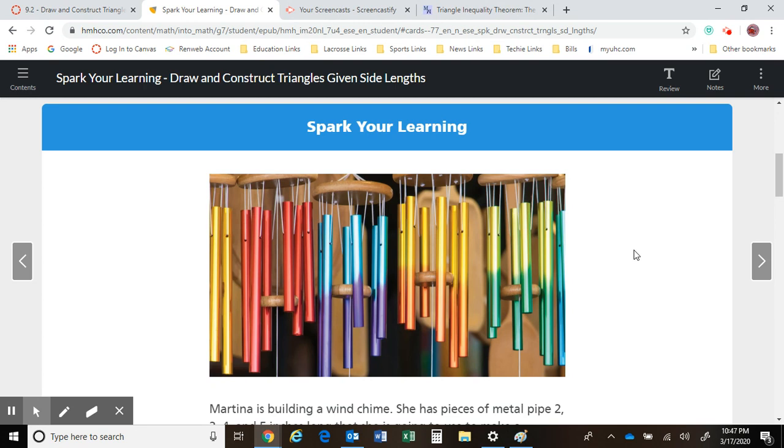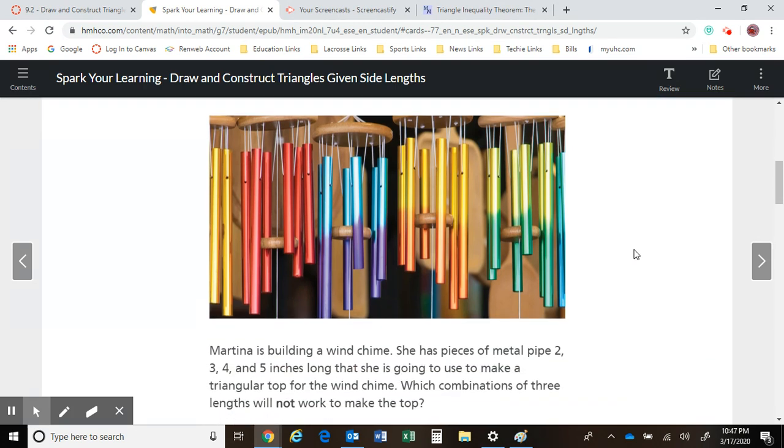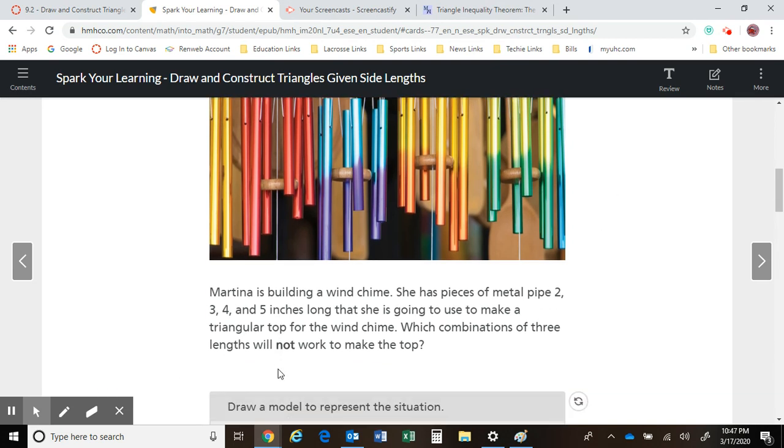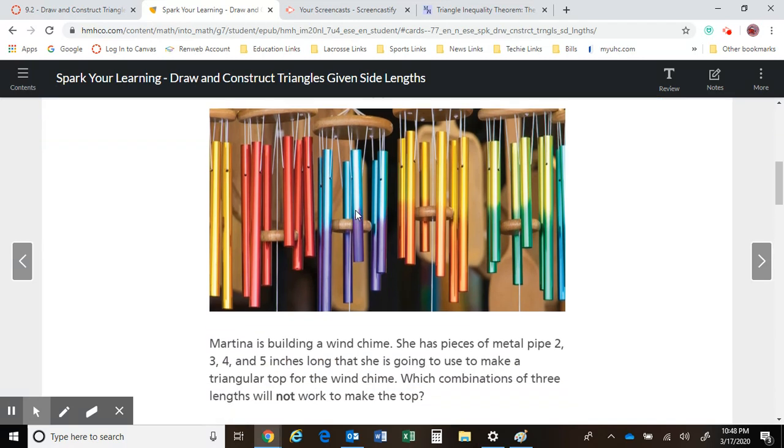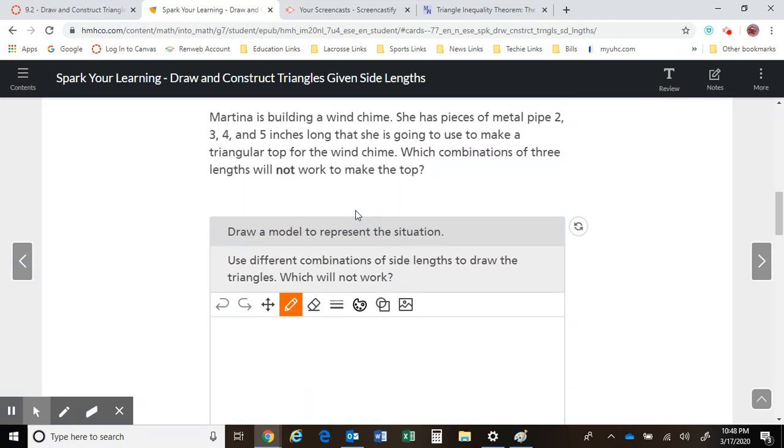Martina's building a wind chime, and she has pieces of metal pipe, more than two pieces. They're 2, 3, 4, and 5 inches long, and she's going to use them to make a triangular top for the wind chime. Which combinations of the three lengths will not work to make the top? So I'm looking for something that's not going to work. She has metal pipe of 2, 3, 4, and 5, and obviously they want a triangular top. How would you do this? How could you draw a model that would represent this situation?